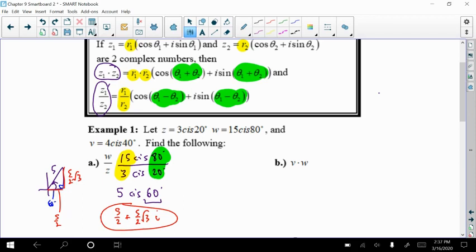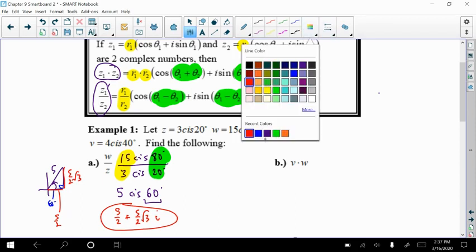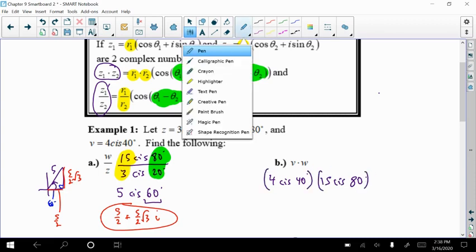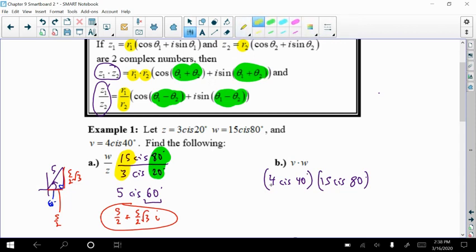Then I'll go to the next example, V times W. My V is 4 cis 40 degrees, and my W is 15 cis 80, and again, it's already in polar form. So all I have to do is take the actual magnitudes, 4 times 15, and this time add the arguments, 40 plus 80. So 4 times 15 is 60 cis, and 40 plus 80 is 120 degrees.